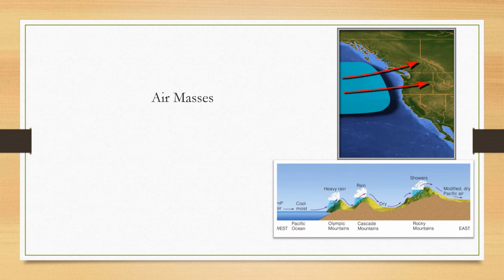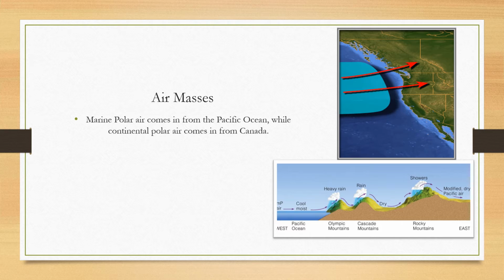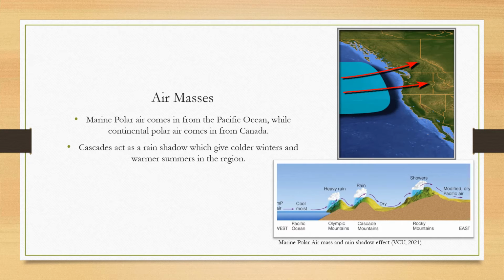Kamiak Butte is affected by both marine polar air and continental polar air. It is mostly affected by the marine polar air due to the rain shadow effect put on by the Cascade Range. The rain shadow effect occurs when mountains act as a physical barrier blocking moisture. The Pacific Ocean brings in a lot of moisture, but eastern Washington is a desert because of the physical barrier of the Cascades.